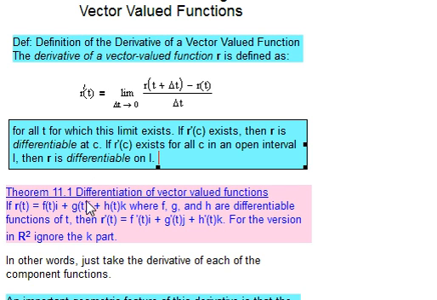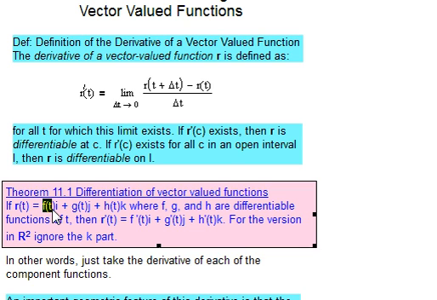If you want to define such a derivative, all you have to do is take the derivative of the i component, then the j component, and the k component, and say r prime of t is the derivative of f times i plus the derivative of g times j plus the derivative of h times k. In other words, you take the derivative of each of the component functions and multiply them by i, j, and k respectively.